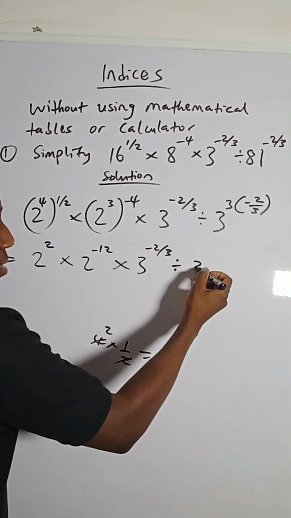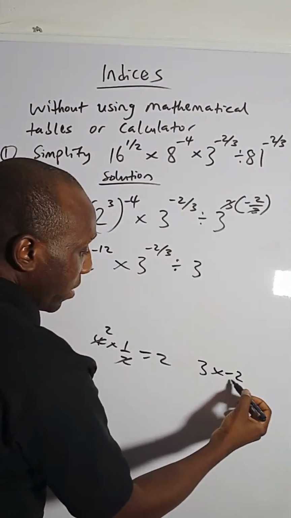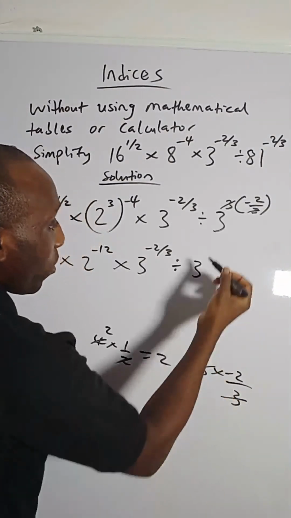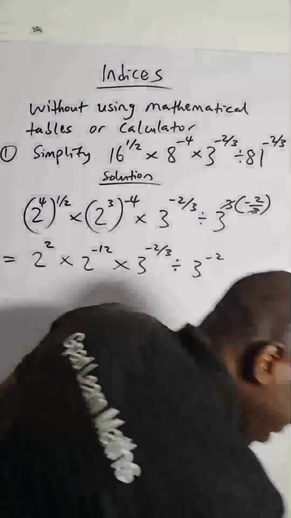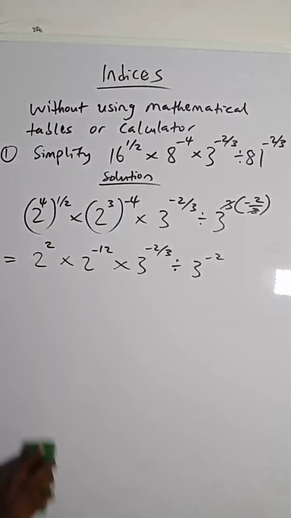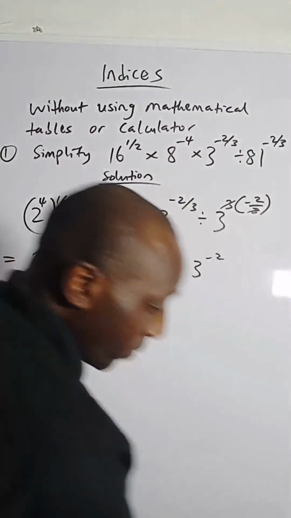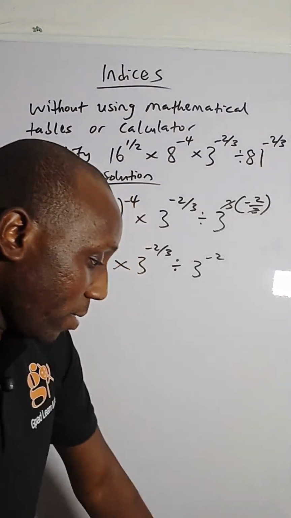However, when we come here, see this now, 3 cancels 3. You have 3 times negative 2 over 3. You cancel that, you have what? Just negative 2 left. Make sense? Okay, good. So let's go on. We're getting somewhere with this, right?